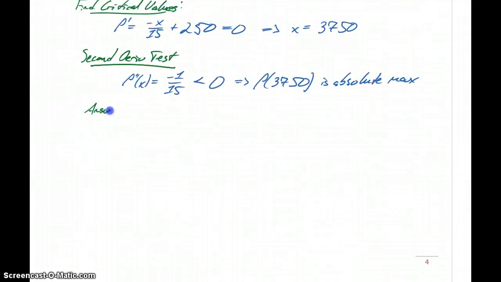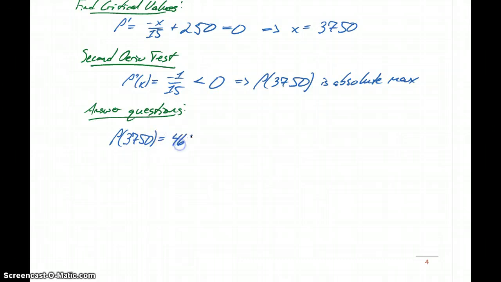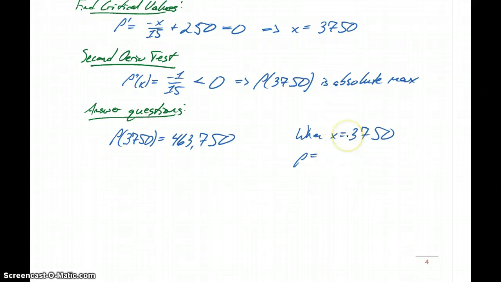And again, the last step is to take all this mathematical information and answer the questions that are being posed. So our profit at a production level of 3,750 will be $463,750. And when x equals 3,750, we know that our price point, again going back to that price demand equation from math problem 3, will be 300 minus 3,750 divided by 3, or $175.